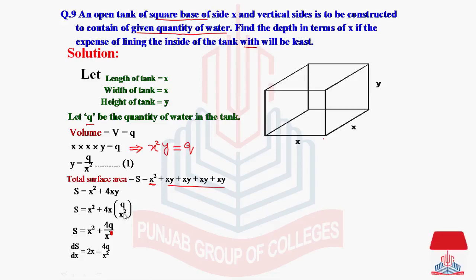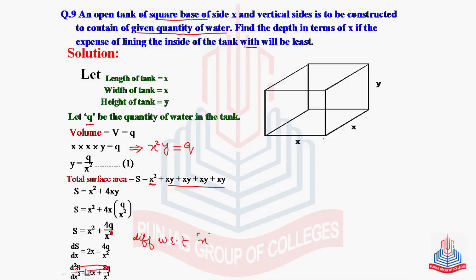Now we will take derivative. So differentiate the surface area function with respect to x. So dS by dx is equal to 2x, and the derivative of 1 over x will become minus 1 over x square. So this is minus 4Q over x square.